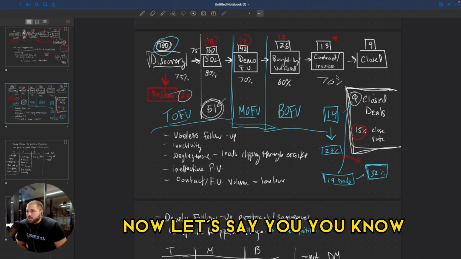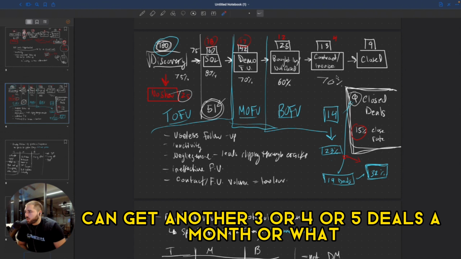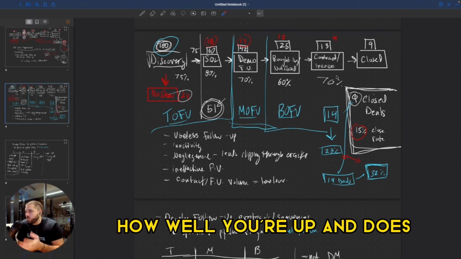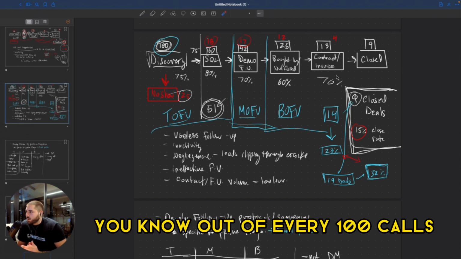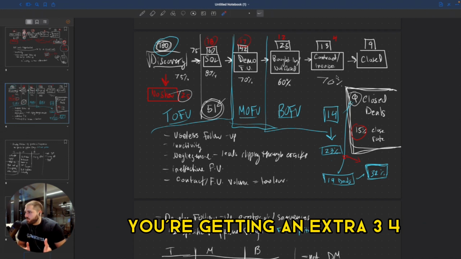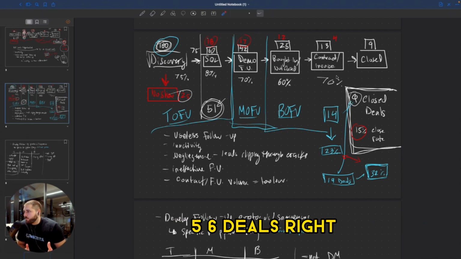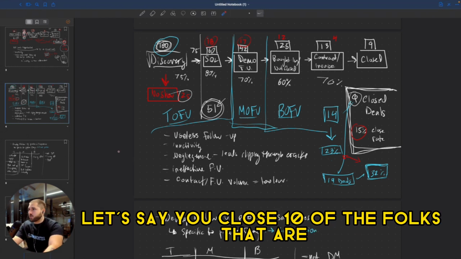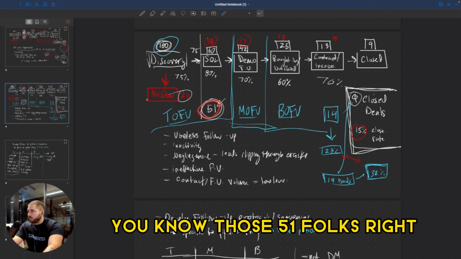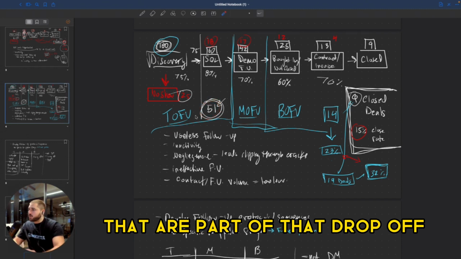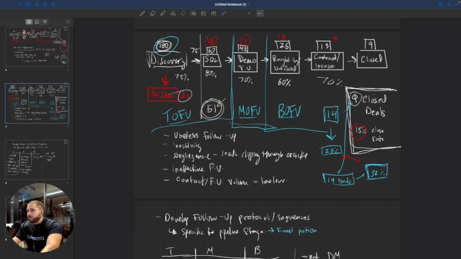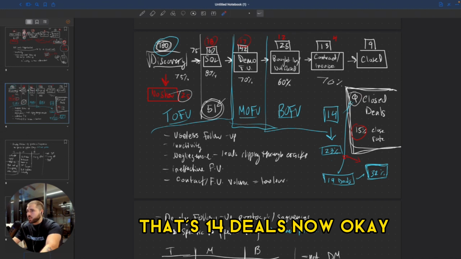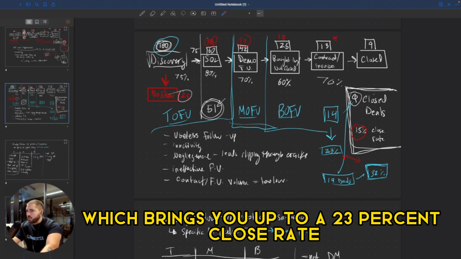Now, let's say you can get another 3 or 4 or 5 deals a month, depending on how well your outbound does. Out of every 100 calls, you're getting an extra 3, 4, 5, 6 deals, right? Which is very doable. Let's say you close 10% of those 51 folks that are part of that drop off. That's 14 deals now, which brings you up to a 23% close rate.